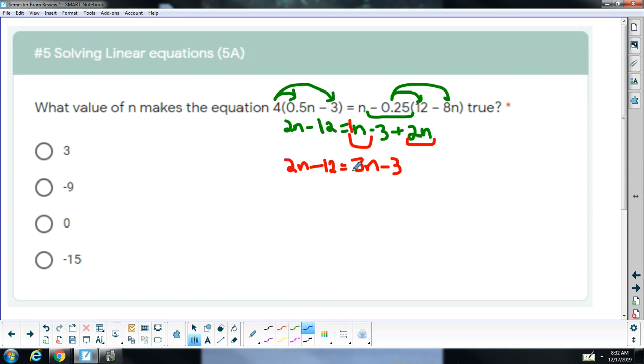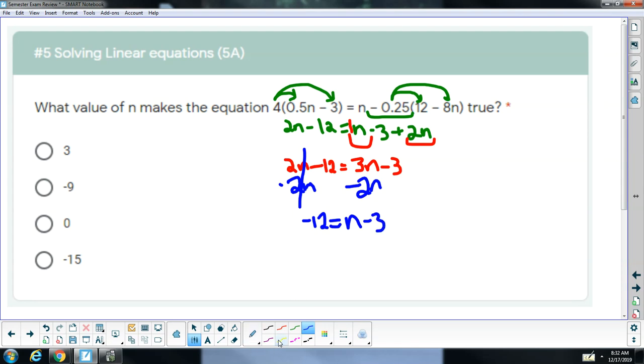Now I have an n on both sides of the equal sign, so I want to get them on the same side. In my class, I told you guys to always move the smallest one because it'll keep you positive the longest. So I'm going to go ahead and move this 2n by subtracting it. On the left, they cancel, and we have a -12. Then on the right, 3n minus 2n gives me a 1n, or just n. And I bring down my -3.